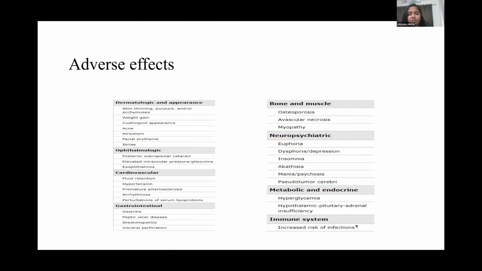The adverse effects of corticosteroids are dermatological and appearance, that is skin thinning, weight gain, cushingoid features, acne, hirsutism; ophthalmologic features like posterior capsular cataract, exophthalmos. In the cardiovascular system, it can cause fluid retention, hypertension, arrhythmias, and in the gastrointestinal system, gastritis, peptic ulcer. In bone and muscle, osteoporosis, avascular necrosis, and neuropsychiatric, it can cause euphoria and insomnia in patients.